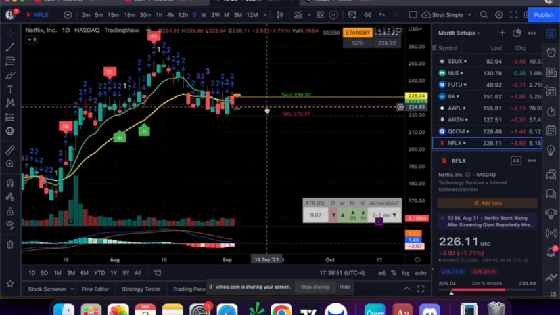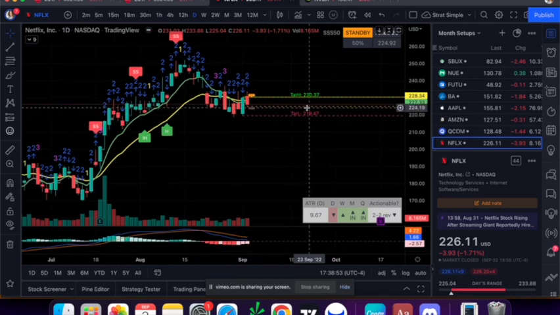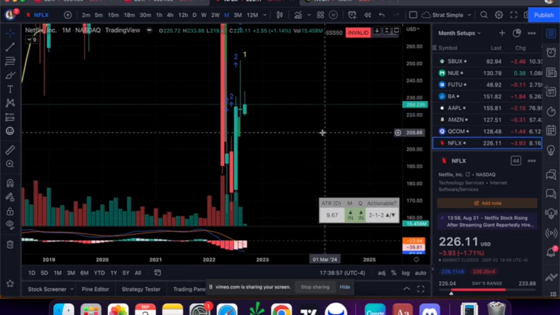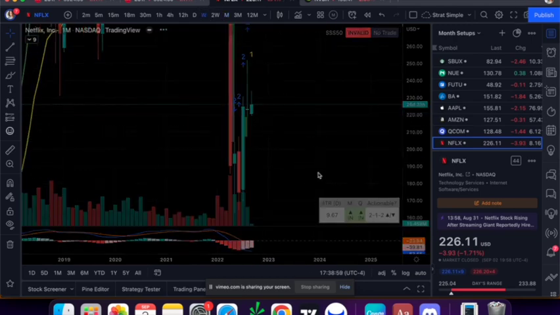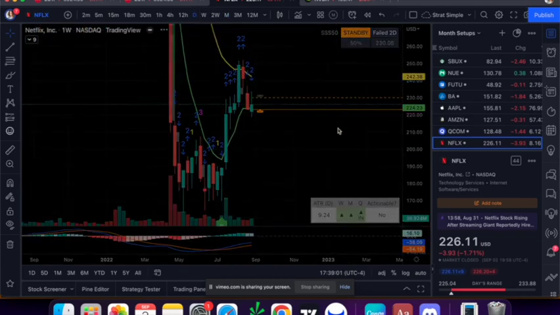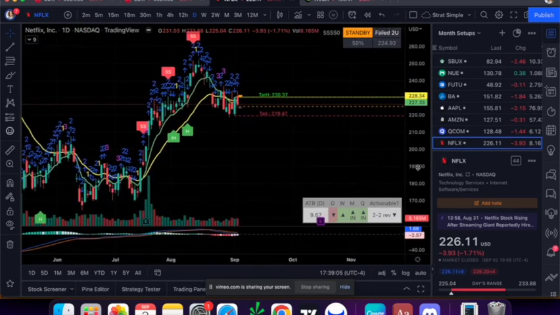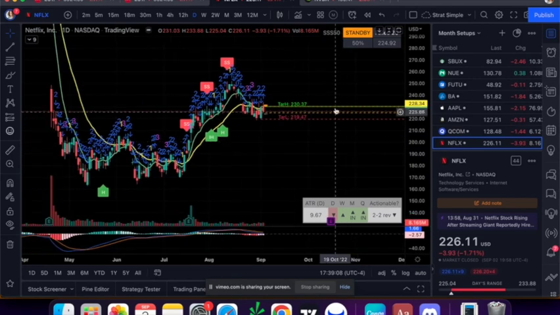Netflix, you might just want to watch it both ways, honestly. Let it do this, if it decides to do that. And then if it does decide to go to fill that gap, play it that way. Because it's a lot of gap to fill.